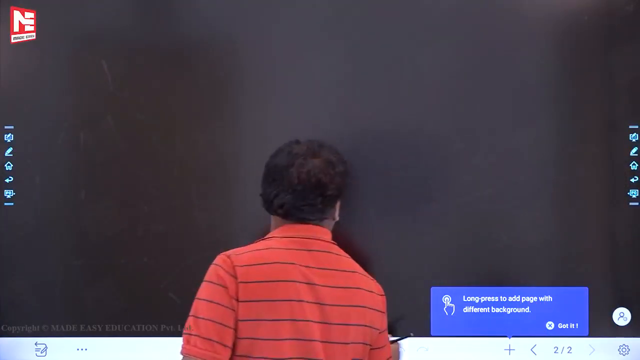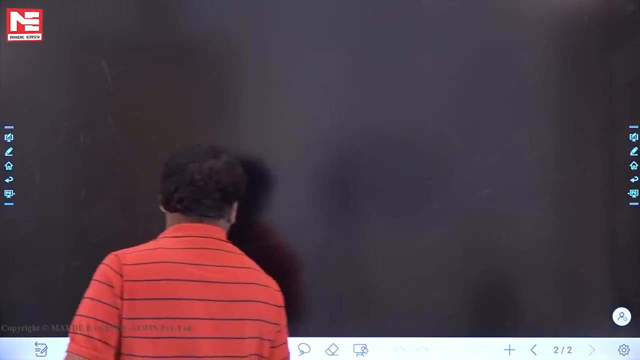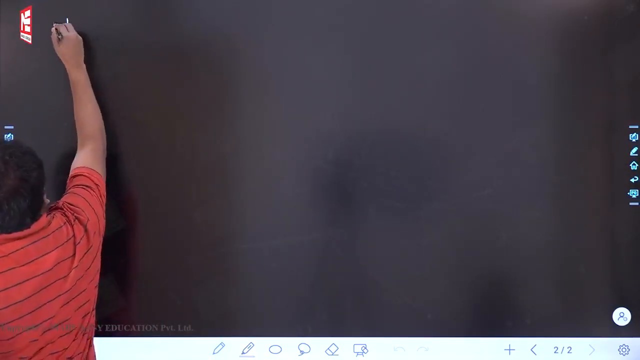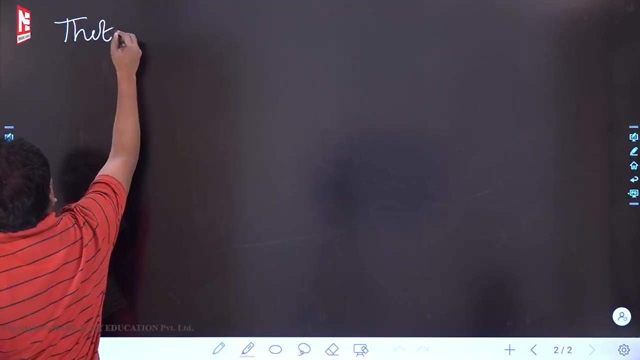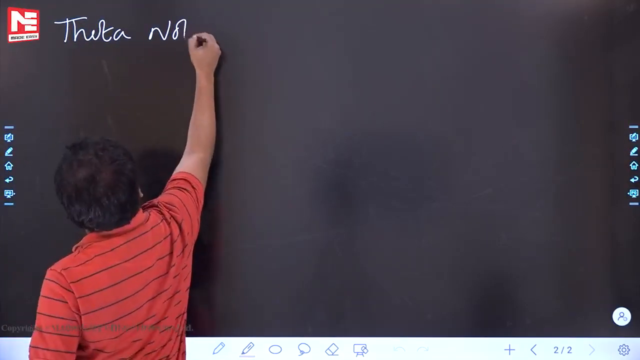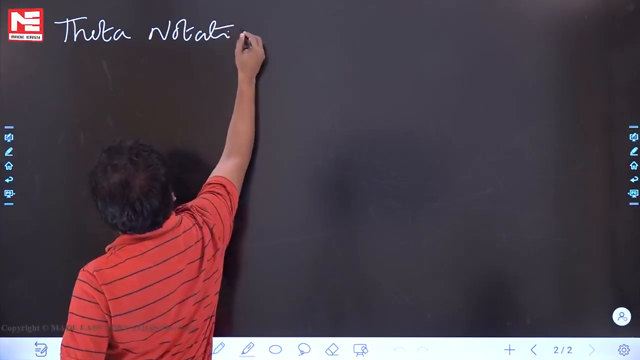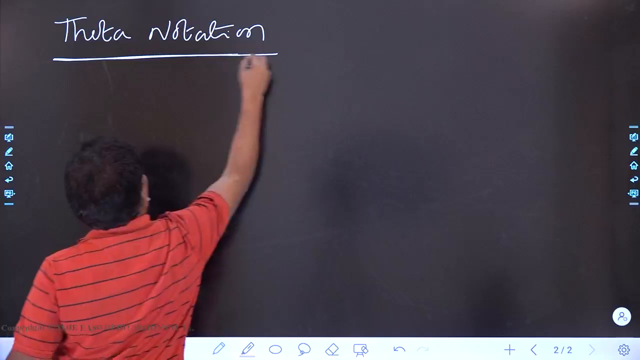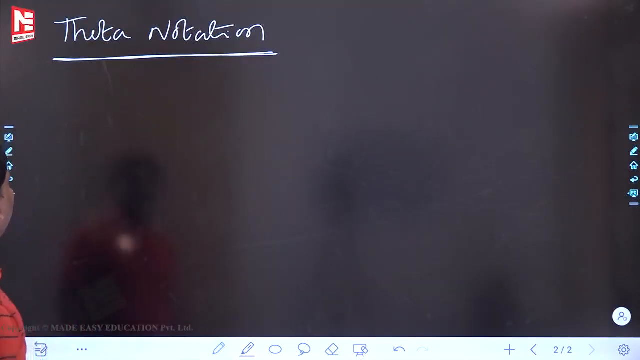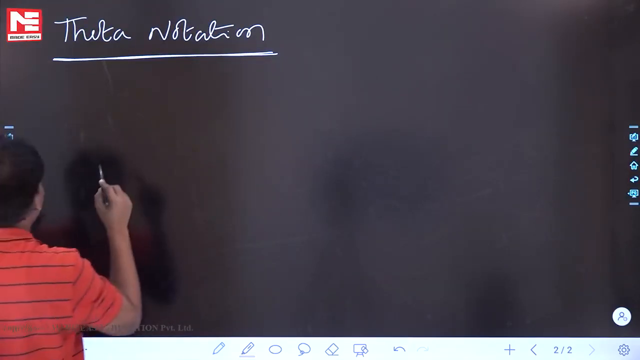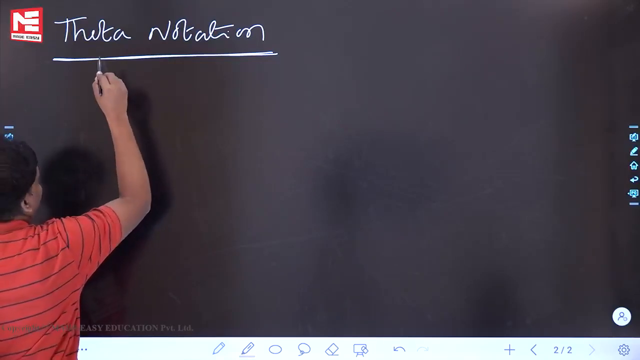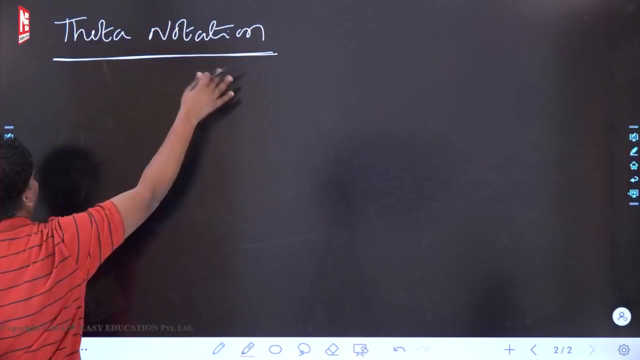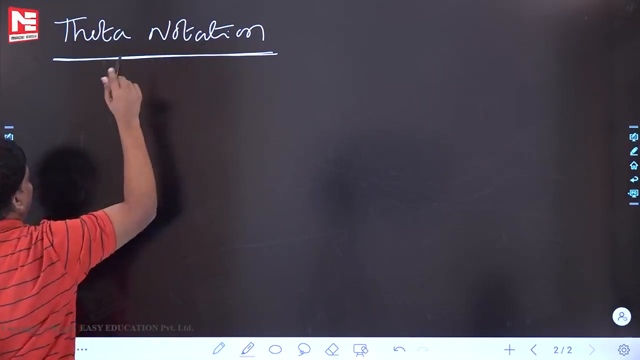Theta, let's see the theta. Let's see the theta notation. Right, see this one, theta notation, very simple. Make sure that if you know big O, omega, theta nothing there. Big O you know means omega you know. You know both the things means theta really nothing. So let's see this one.